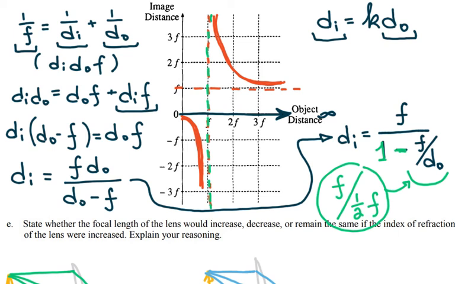I'm going to jump to the next section of this question. So the next part of this question says to state whether the focal length of the lens would increase, decrease, or remain the same if the index of refraction of the lens were increased, and explain why.